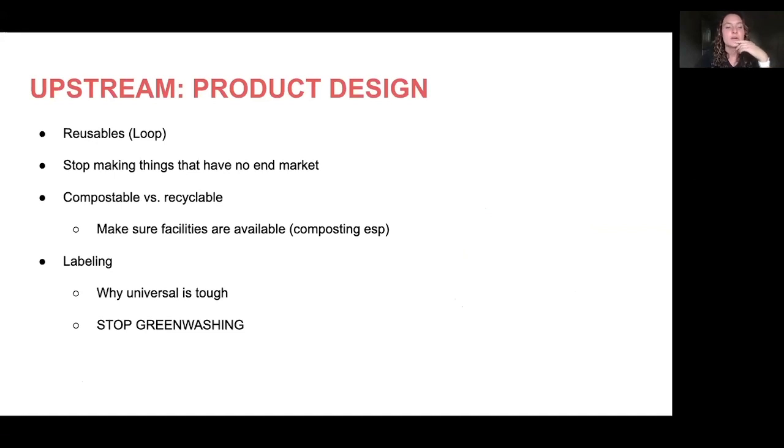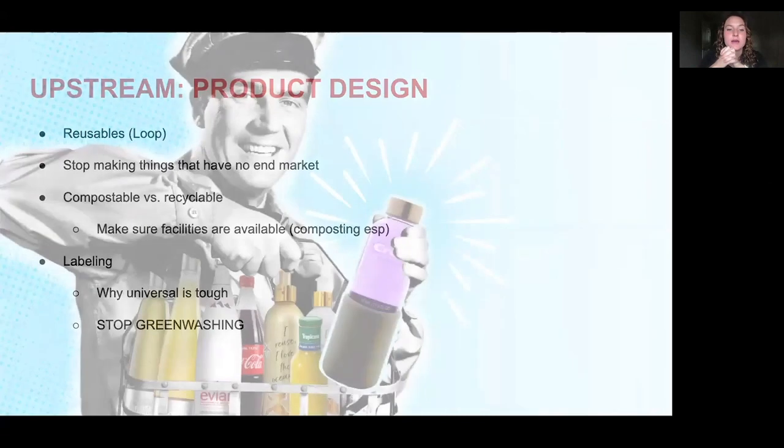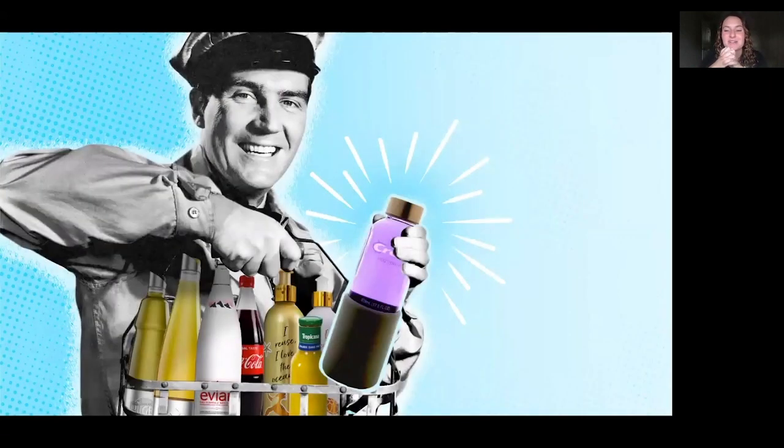Okay, so here's our next tool in the toolbox, which is product design. So we started to talk about this in our infrastructure slide. So product design is also important to talk about upstream. We already talked about loop. So in addition to making the infrastructure, here's our milkman with all his modern products.